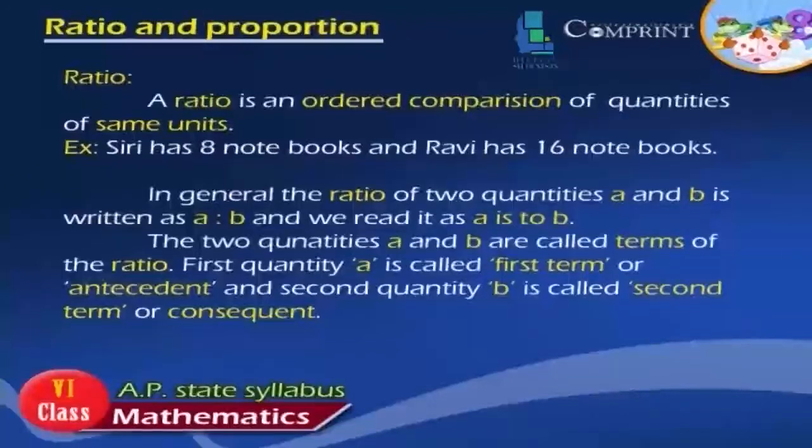In general, the ratio of two quantities A and B is written as A is to B, and we read it as A is to B. The two quantities A and B are called terms of the ratio. The first quantity A is called the first term or antecedent, and the second quantity B is called the second term or consequent.